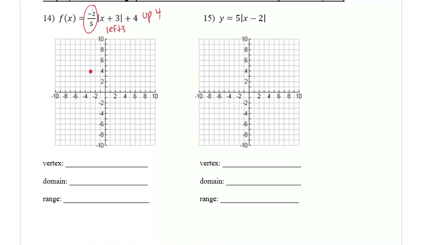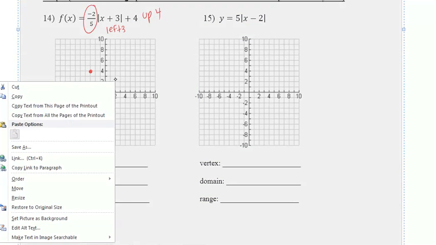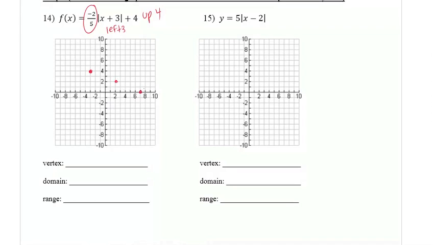And then there is a slope of -2/5, so we're going to go down 2 and 5 to the right. And then down 2 and 5 to the right. And I can do the same thing on the other side. Okay, vertex, like we said, was -3, 4. Domain, our x's go on and on forever. That's all real numbers. And the range, 4 is the biggest it can be, and it can be anything less than it, so y is less than or equal to 4.